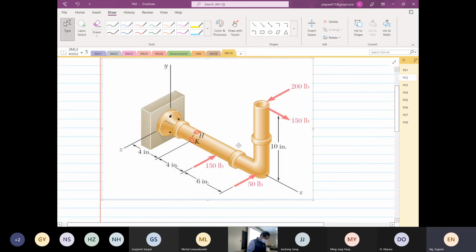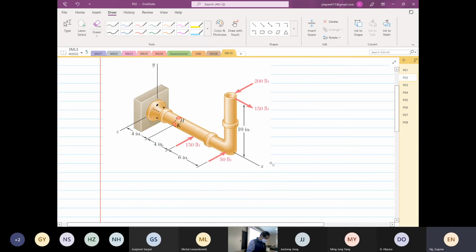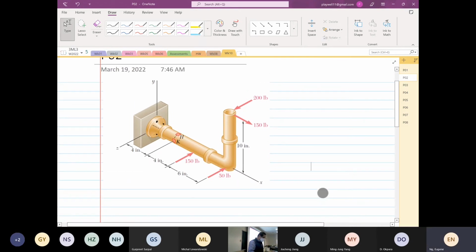Okay. So if we look at this structure over here, we are going to analyze this structure later. But I want to explain to you the motivation. Why should we combine everything? Okay. So this is a real life structure.